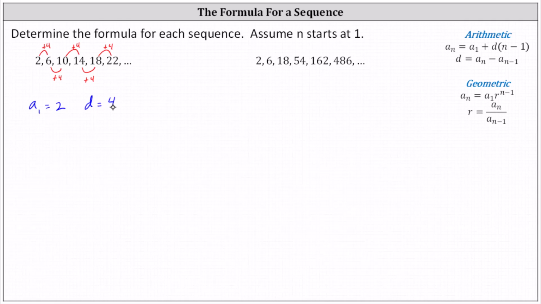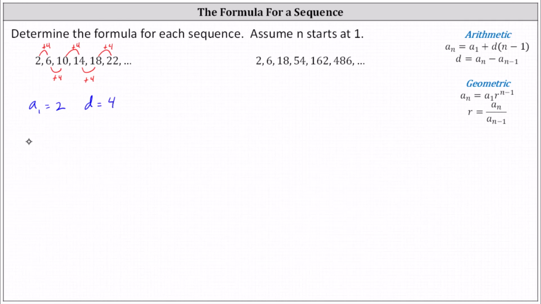We can write the formula for an arithmetic sequence as a sub n equals a sub 1, the first term, plus d, the common difference, times the quantity n minus 1, where the common difference d is equal to a sub n minus a sub n minus 1, which means we can determine the common difference d by selecting any term in the sequence except the first term, and then subtracting the term before it. Going back to our sequence, notice 22 minus 18 is 4, 18 minus 14 is 4, 14 minus 10 is 4, and so on, which is why the common difference is 4.